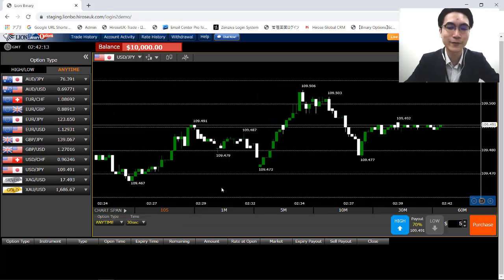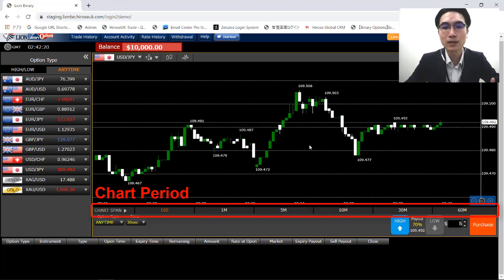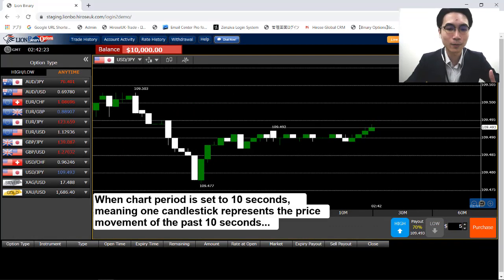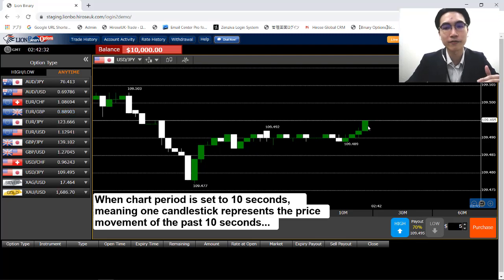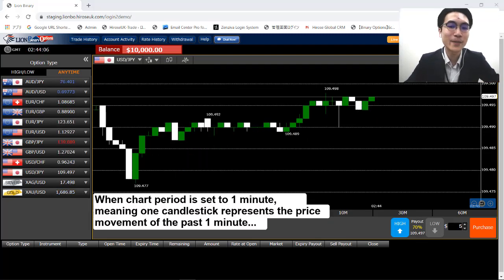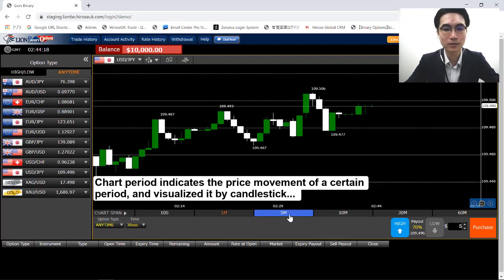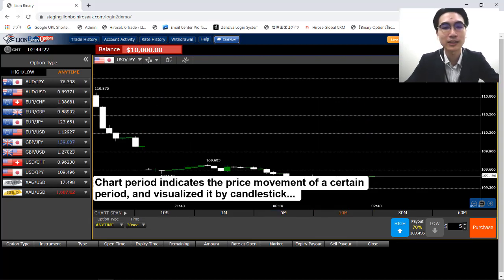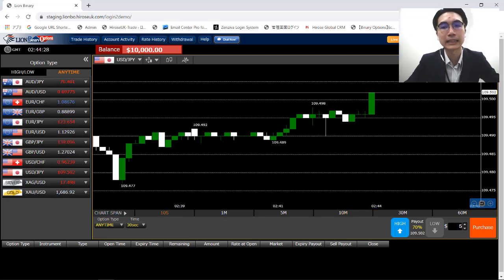At first when you log into the platform, you might see a few options here: 10 seconds, 1 minute, 5 minutes, 10 minutes. That simply means that, let's say now the chart is at 10 seconds, one candlestick here represents the exchange rate of the past 10 seconds. It's the same if we are looking at a 1 minute chart. This candlestick represents the exchange rate between US dollar and Japanese yen for the past minute. And it's the same for the 5 minutes chart and 10 minutes chart. The chart period simply means the period of each candlestick.